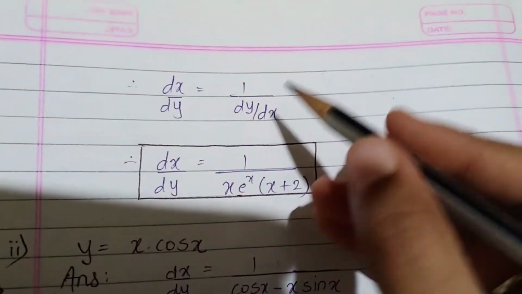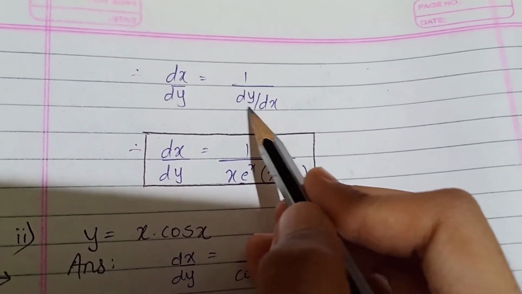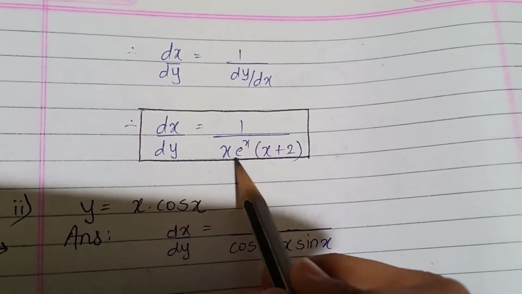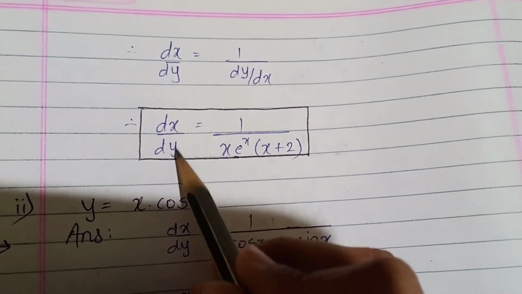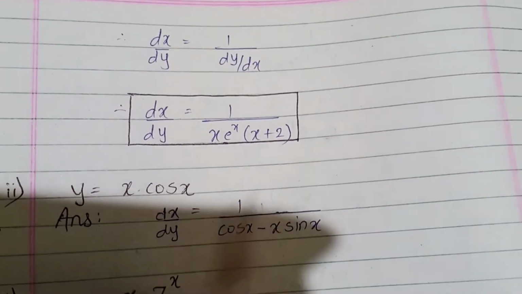So we will use this to find the inverse function derivative. For that we will use our form that dx by dy is equal to 1 upon dy by dx this time. Okay, so just put the value of dy by dx. So dx by dy is equal to 1 upon x e raised to x into x plus 2.